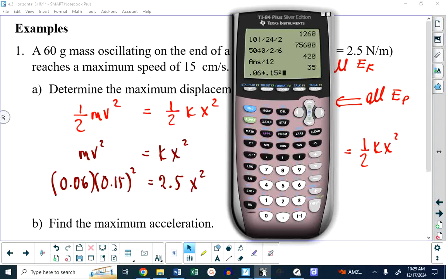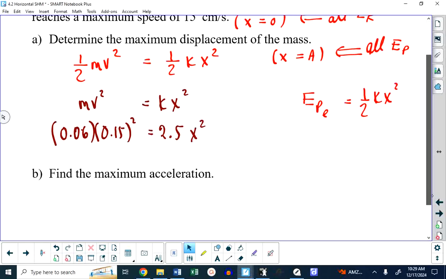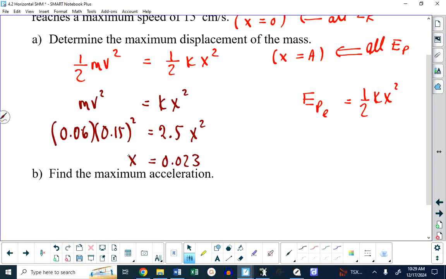I don't remember exactly what I said, but I fear that I might have said 0.06 times 0.15. If I did, I meant times 0.15 squared. Don't forget about those squareds. And I want to divide by 2.5 and then take the square root. So about 2.3 centimeters or 0.023 meters. That is the maximum displacement. That is A, if you like.